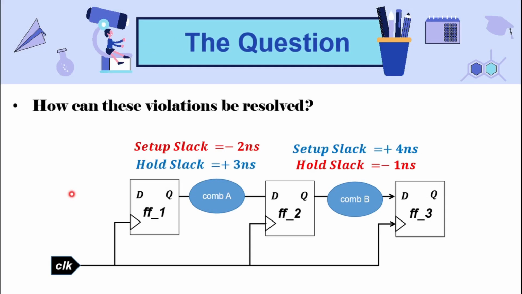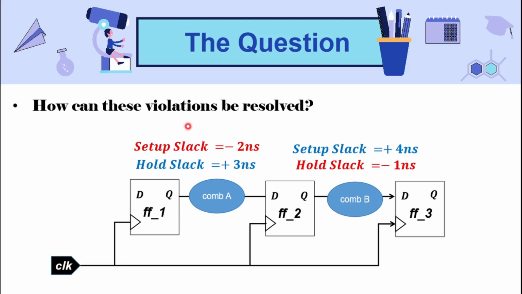The question today gives you that design and asks you how this variation can be resolved. As you can see, there are two paths. Each path has variation. The first path has setup variation and the second path has hold variation. As I mentioned in the video title, it is about how we can solve the timing variation using skew.